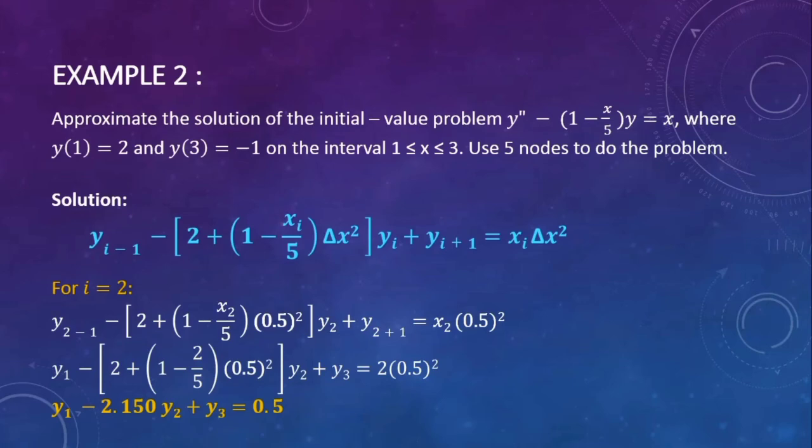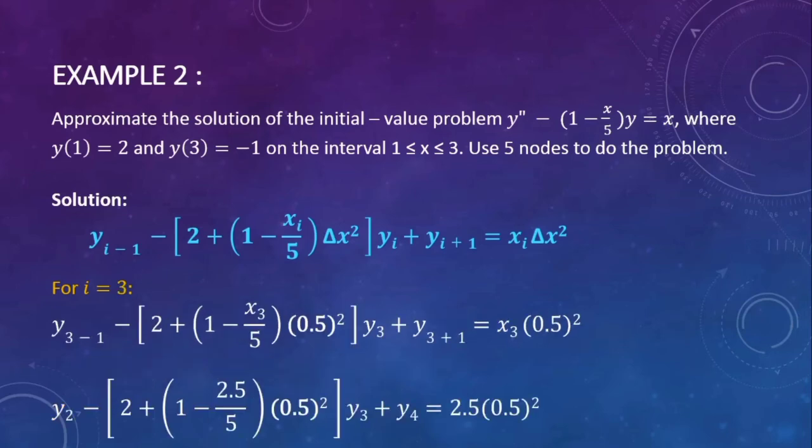So ato na siya i-calculate. We have y sub 1 minus 2.15 y sub 2 plus y sub 3 equals to 0.5. And lastly, we have the i is equals to 3. So, ato gihapon i-substitute tanan i into 3.